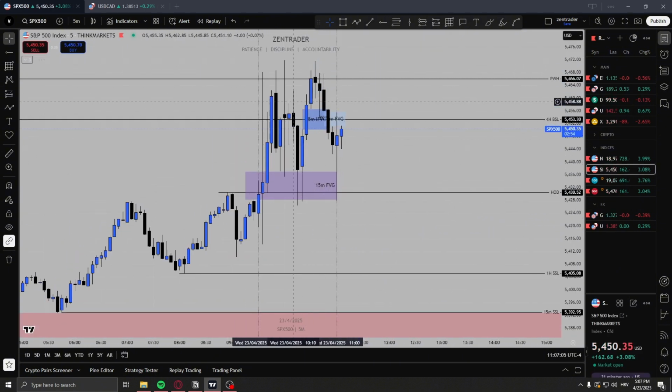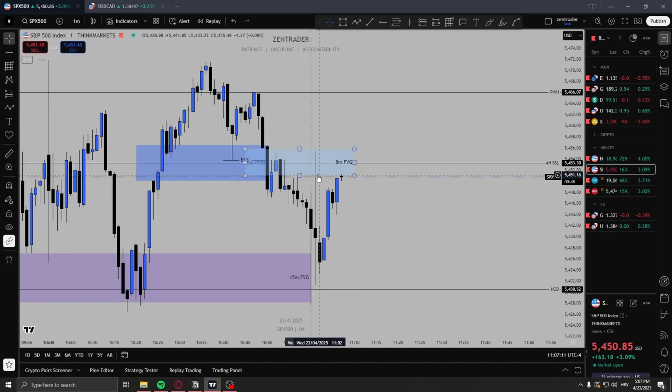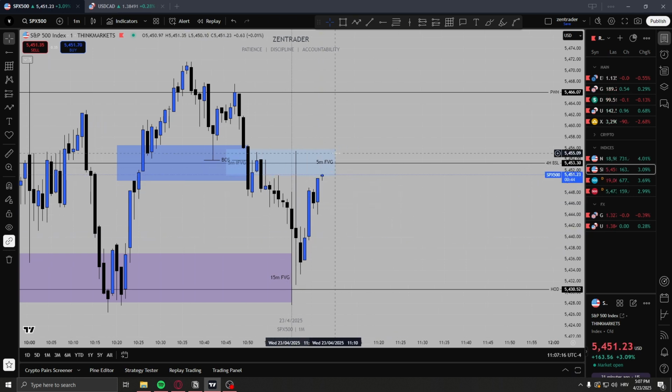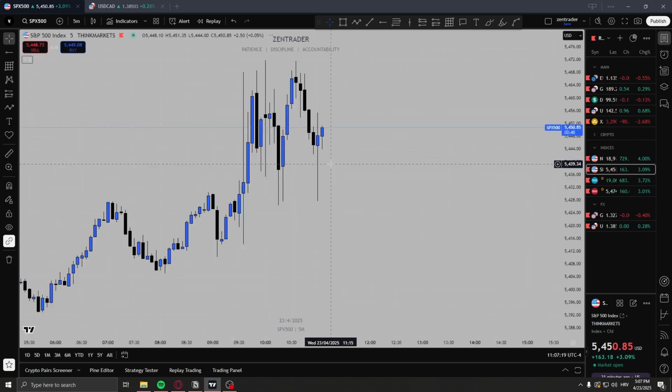Same here. We sweep liquidity, create a break of structure right here, inverse this fair value gap, leave a fresh fair value gap. Now we wait for it to retrace into it and then give an inversion or break of structure. As you can see, none of that happened. So, and we ran out of time, so we are not looking for any setups anymore.